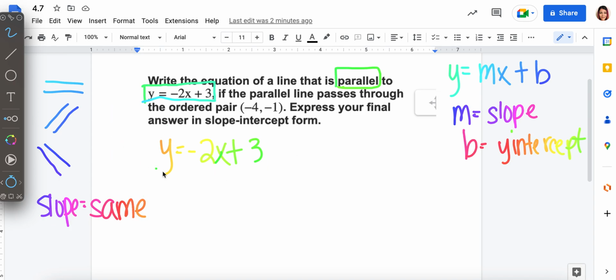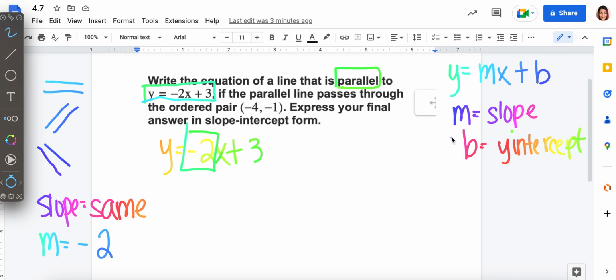So we need to identify the slope in this equation. We know from slope-intercept form, our m is in our slope position. So this is in our slope position, -2. So we know our slope of our new line is also going to be -2 because they're parallel, and parallel lines have the same slope.